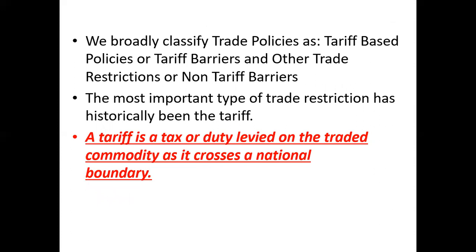The most important type of trade restriction has historically been the tariff. So tariff has been the most important form of trade restriction. What is a tariff? A tariff is a tax or duty levied on the traded commodity as it crosses a national boundary. So when a commodity crosses the national boundary, a tax or duty is levied on that commodity, and that duty or tax is known as tariff. So there can be import tariff and export tariff. So simply speaking, a tariff is a tax or duty levied on the traded commodity as it crosses a national boundary.